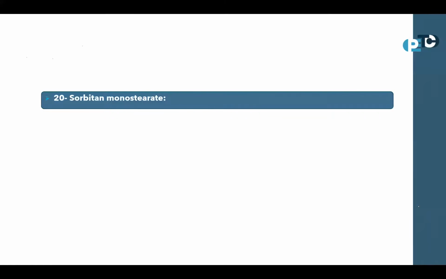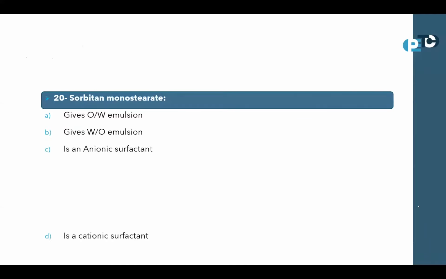What is sorbitan monostearate? Is it giving an oil in water emulsion, or a water in oil emulsion, or is it an anionic surfactant, or a cationic surfactant?